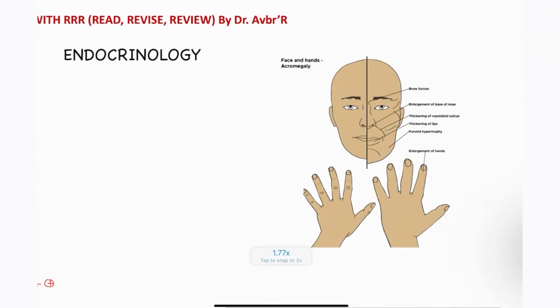Next, moving on to acromegaly. So here you can see acromegaly. This is most commonly associated with growth hormone. Okay, excessive growth hormone condition. And most commonly, this is due to adenoma or hyperplasia. Okay, most commonly pituitary adenoma only.